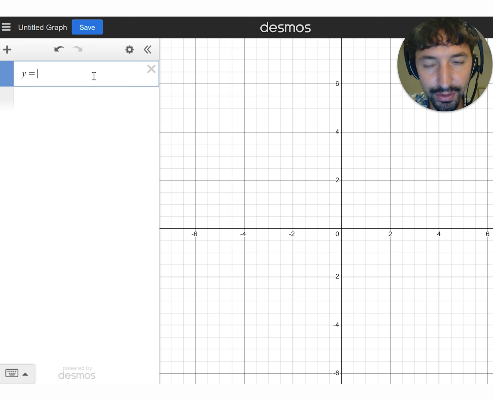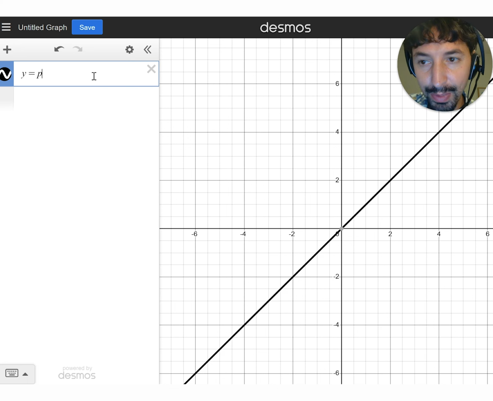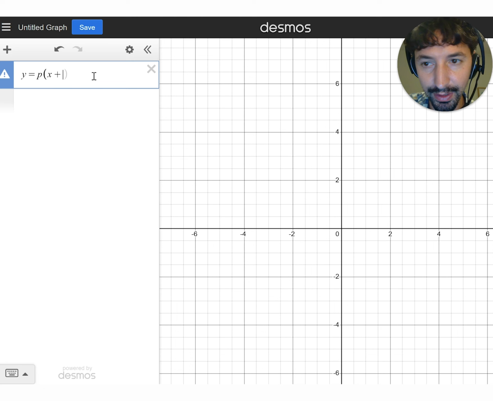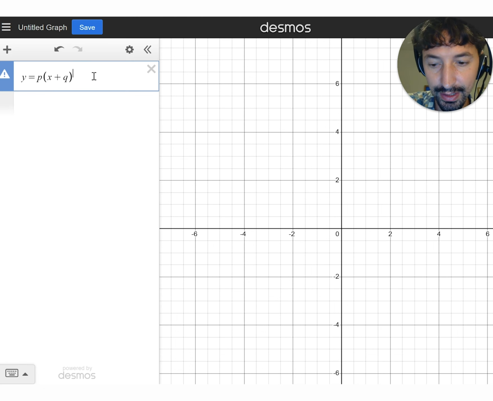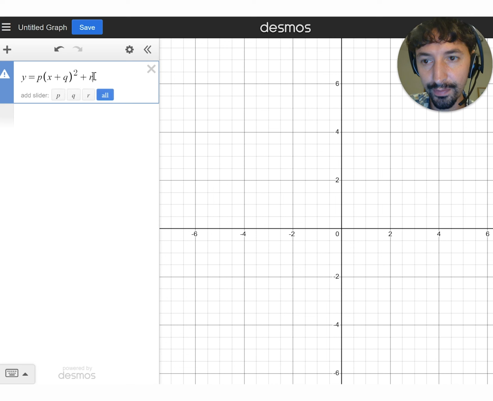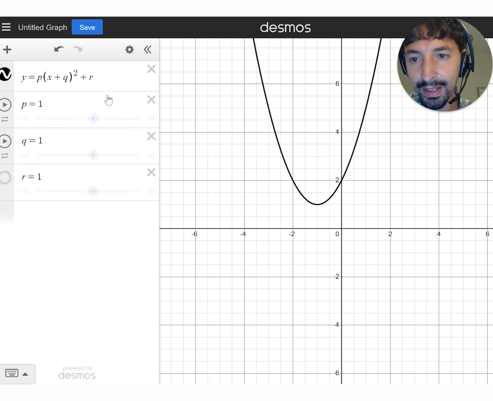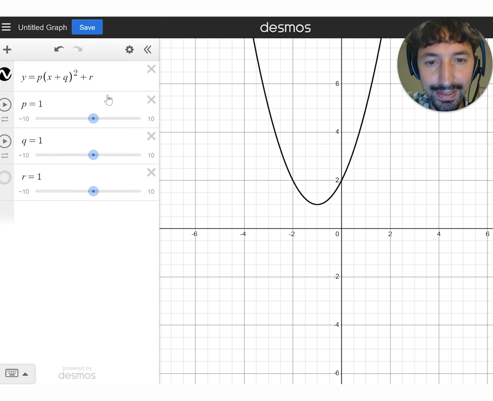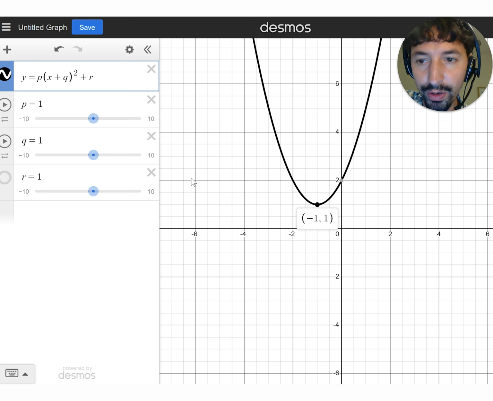So I'm going to type in that general form, y equals p, open bracket, x plus q, close bracket, squared, plus r. And see it has this option to add sliders for all three of these, so I'm going to press all here. Then you get a quadratic, and because p is 1, q is 1, and r is 1, that's where they are in that function. You can see the minimum point is at (-1, 1). So from the q, we take the negative of that value, and the r is that value.